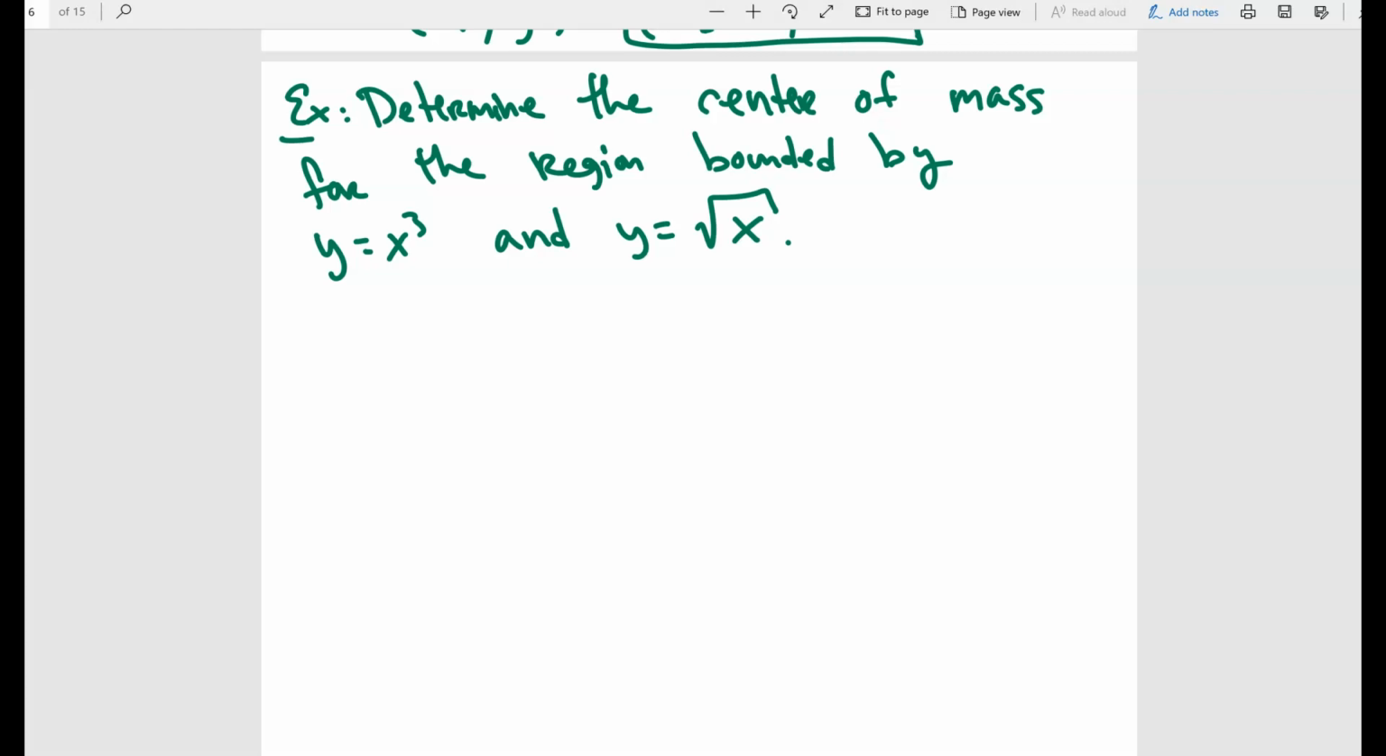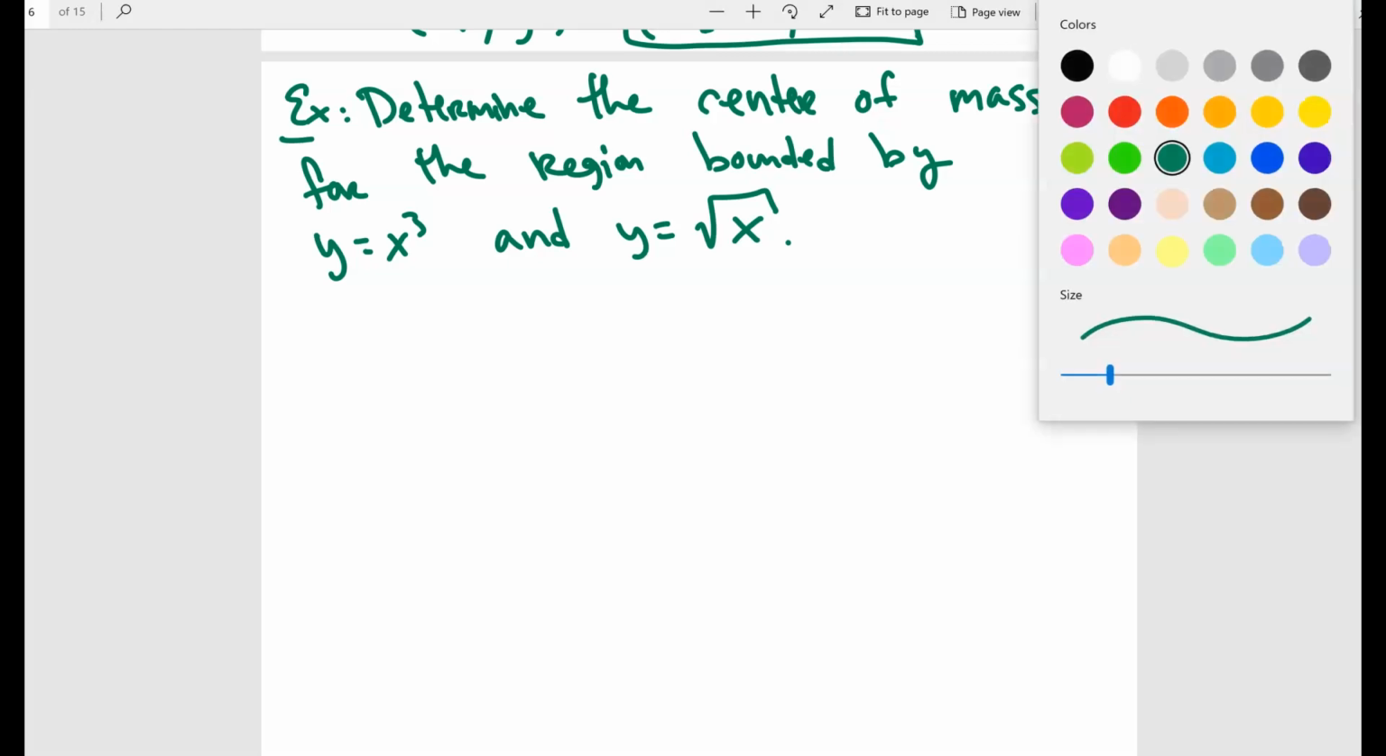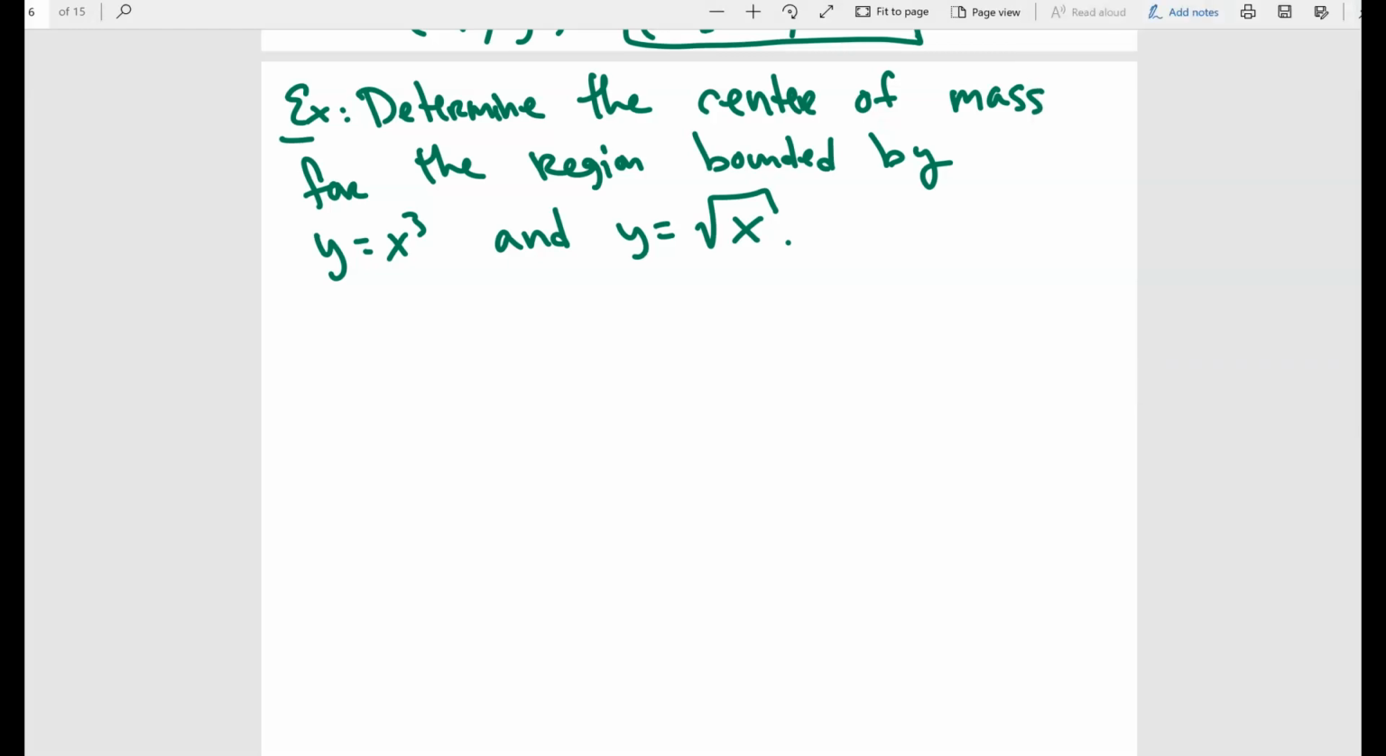Okay, in this problem, we want to find the center of mass for the region bounded by y equals x cubed and y equals square root of x. So the first thing that you want to do is let's draw these things out. So the square root of x, it looks like a hook. It looks something like this. Here is the square root of x.